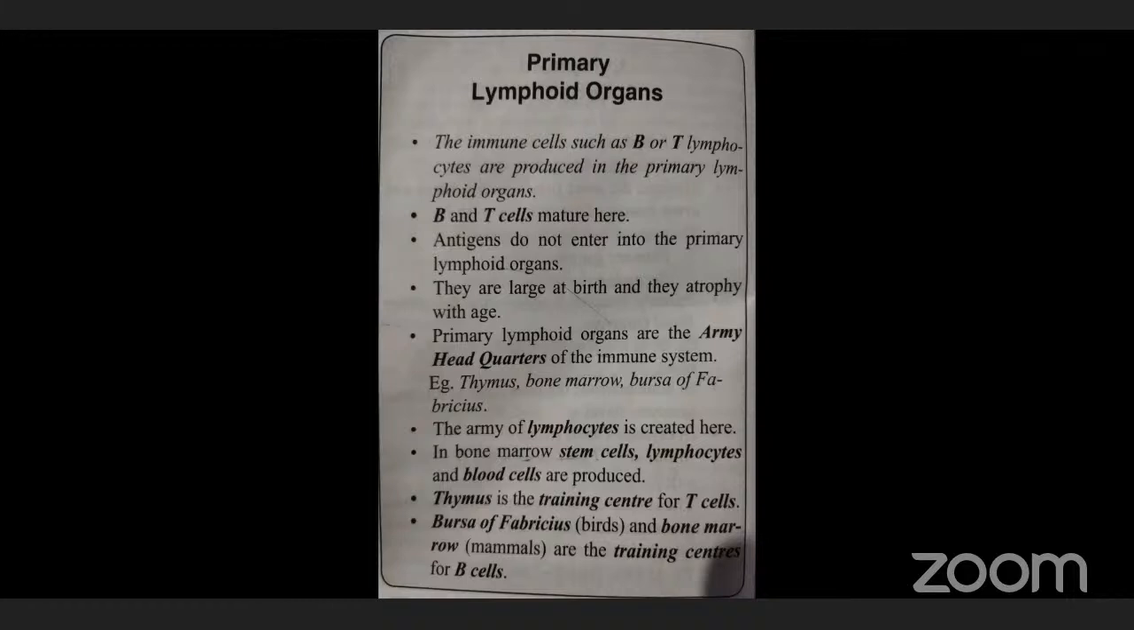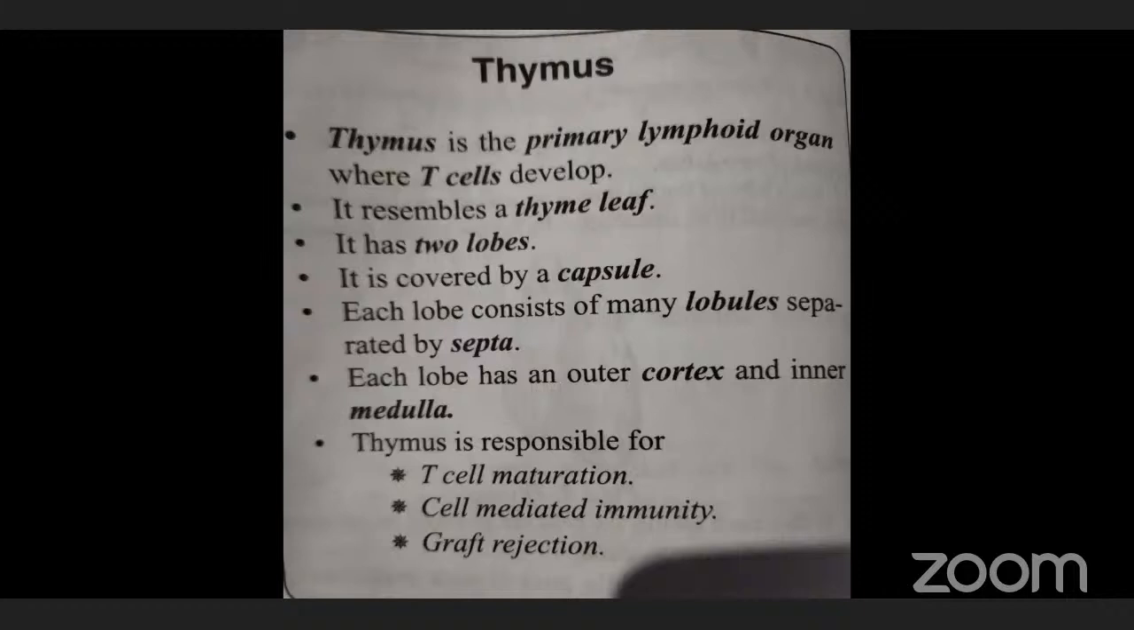Today I have to explain the primary lymphatic organs with suitable examples. Clear? There are three best examples for the primary lymphatic organs. What are they? The first one is the thymus, the bursa of Fabricius in the case of birds, and bone marrow in mammals. So thymus and bone marrow in mammals. Clear?